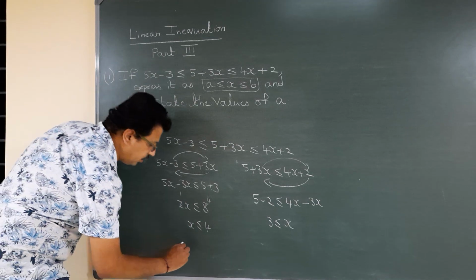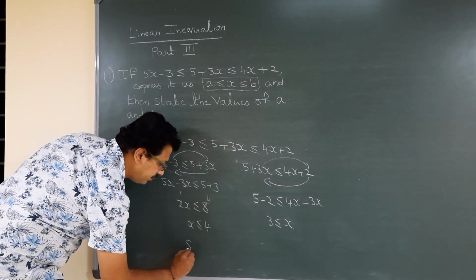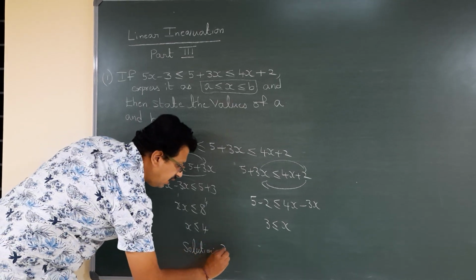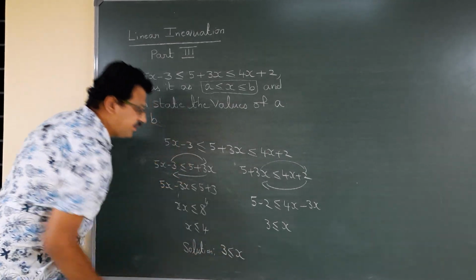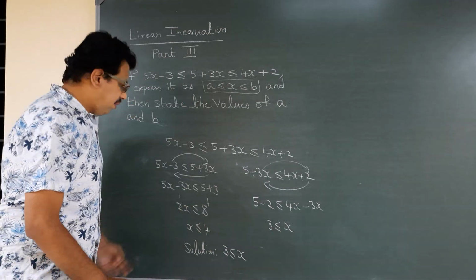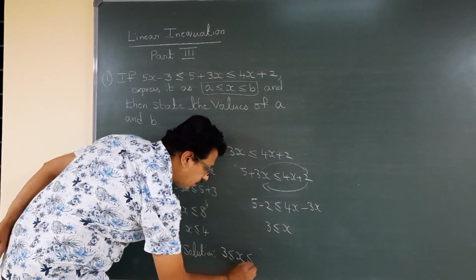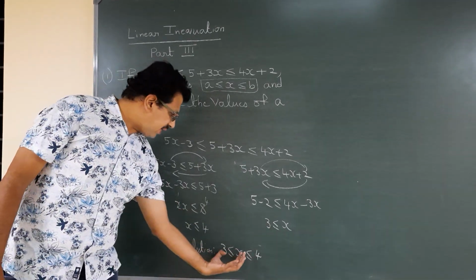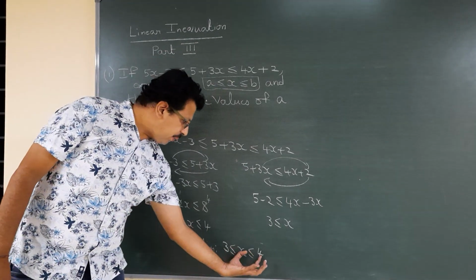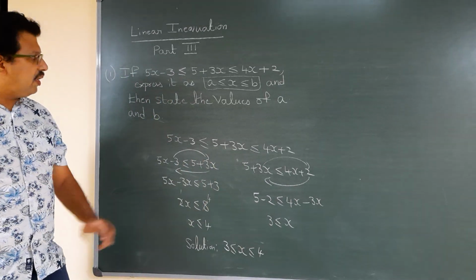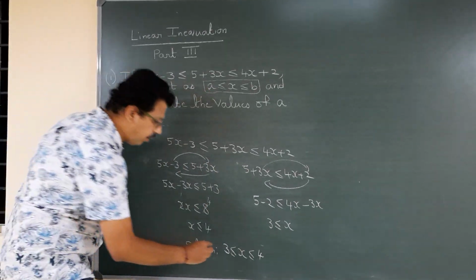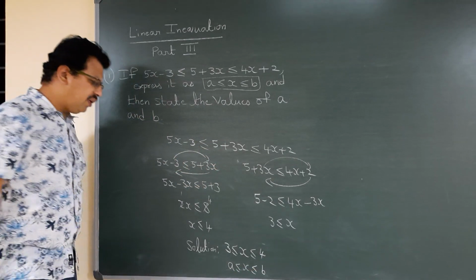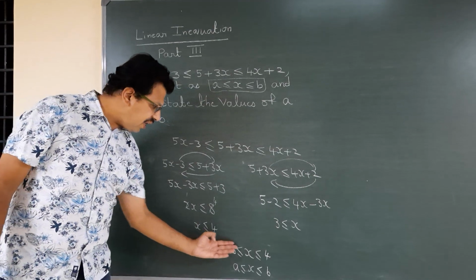The solution is 3 less than or equal to x. First I will take this inequation, then x less than or equal to 4. So you can observe so clearly: 3 less than or equal to x I am writing here, x less than or equal to 4 I am writing like this, and we are bringing it to this form, that is a less than or equal to x less than or equal to b.